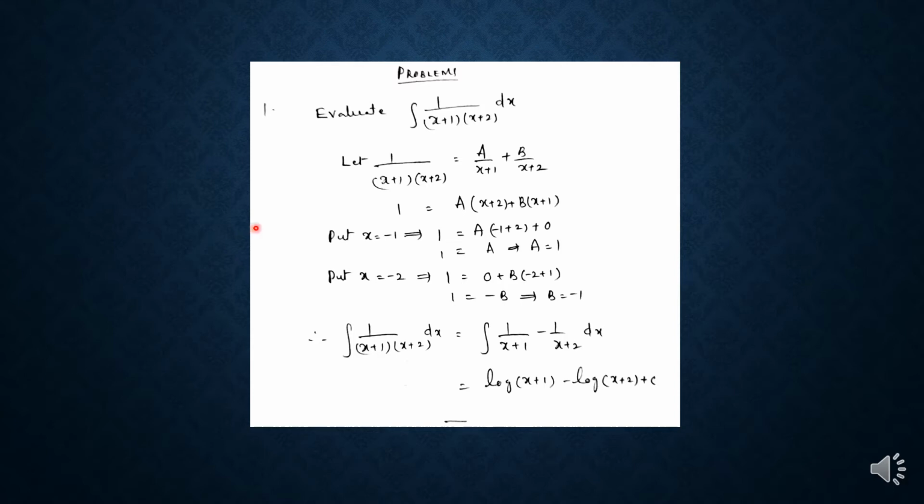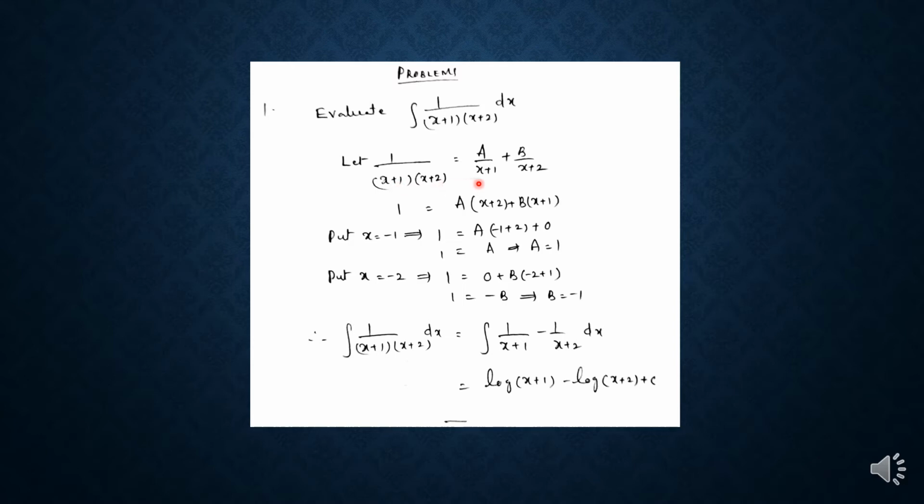So we will see some problems here. Evaluate the integral of 1 by (x plus 1) into (x plus 2) dx. Now, by taking the given integrand, 1 by (x plus 1) into (x plus 2) is equal to, two linear factors are there in the denominator.